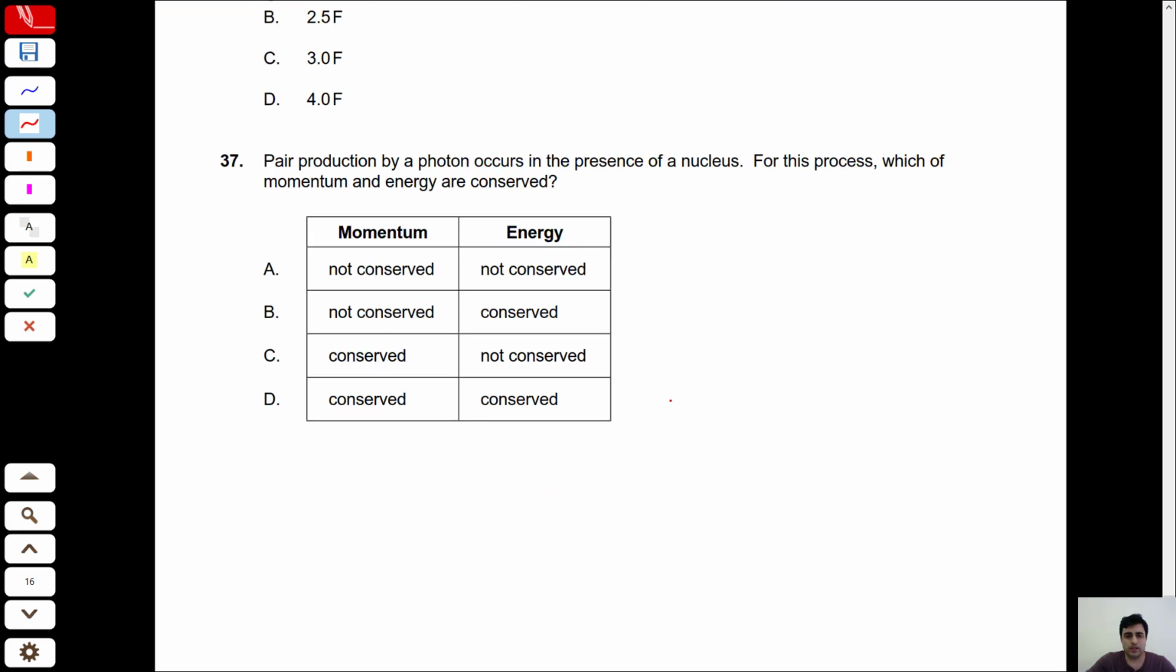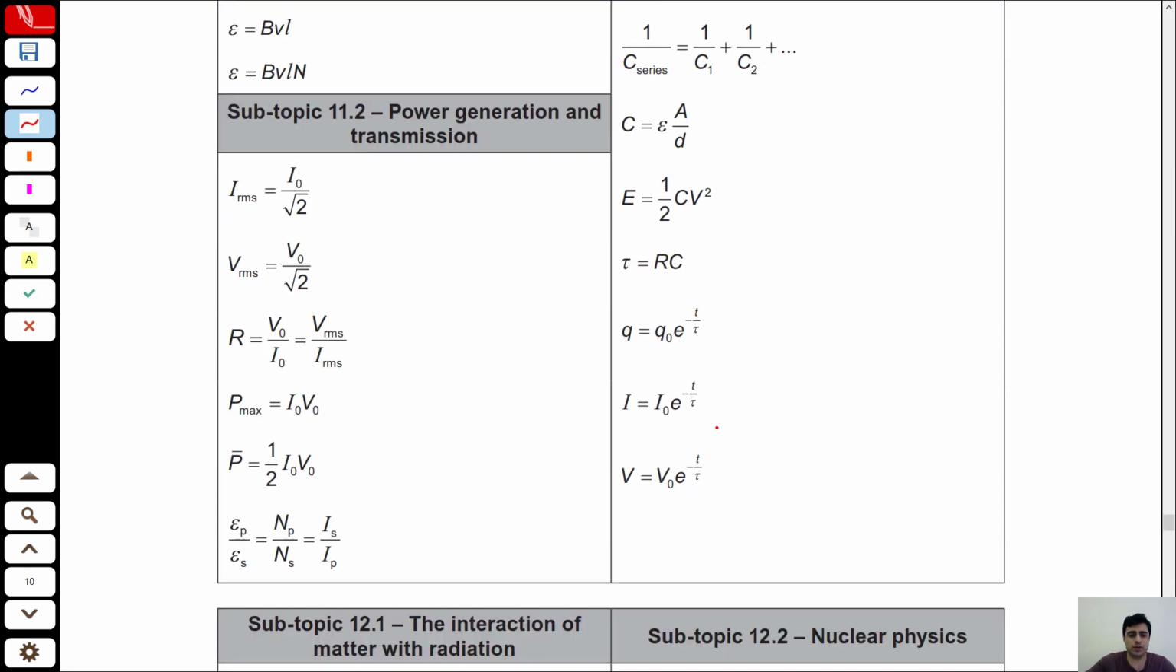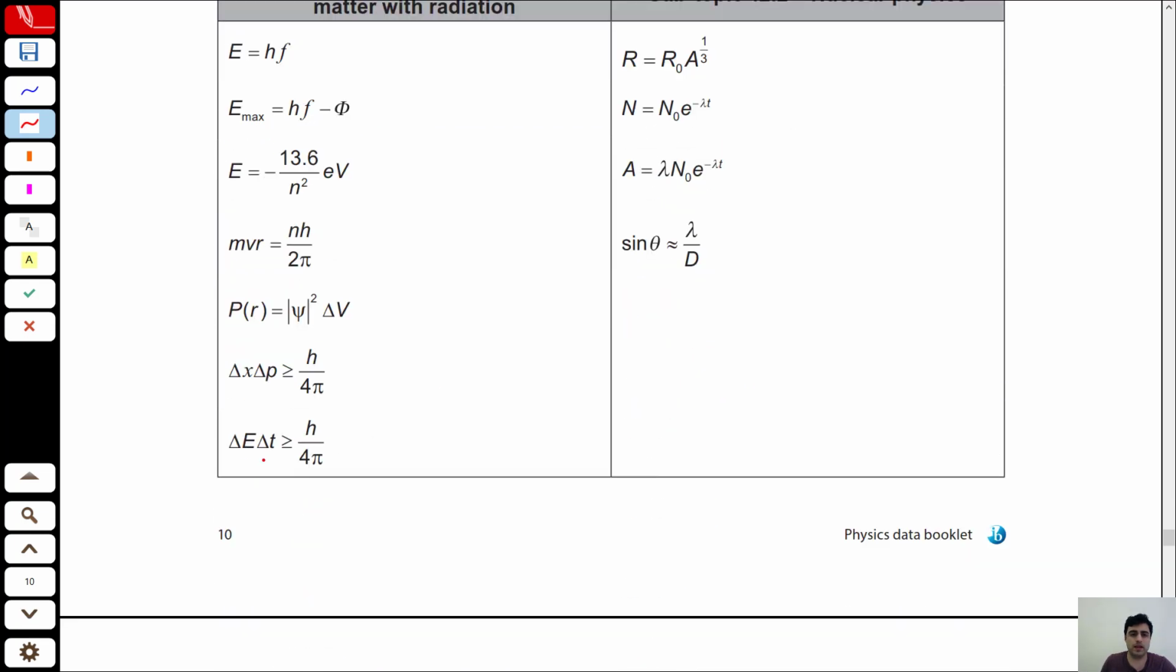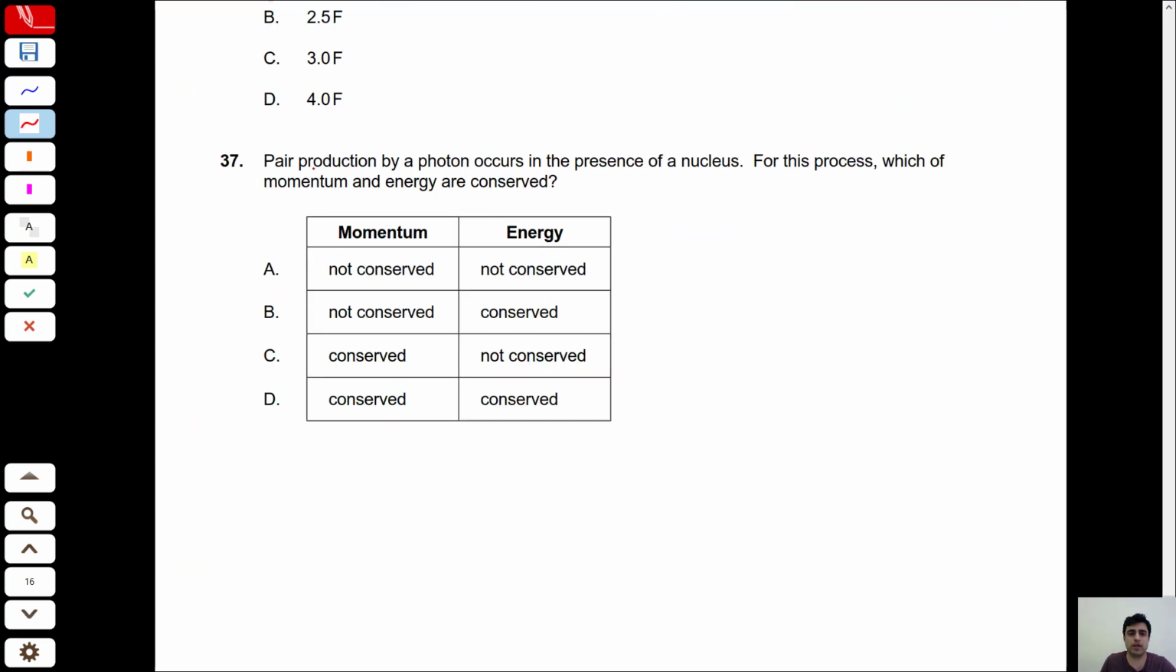Pair production by a photon occurs in the presence of a nucleus. For this process, which of momentum and energies are conserved? Well, everything is conserved actually. If you consider this equation, both momentum and energy have to be conserved. Yes, always remember that. Pair production is actually a particle physics topic. Both of them must be conserved. Momentum and energies have to be conserved. Yes, 7 is.